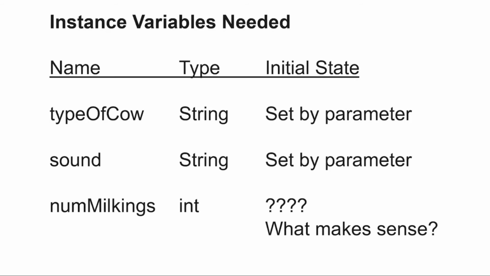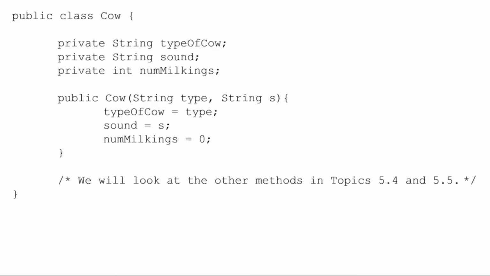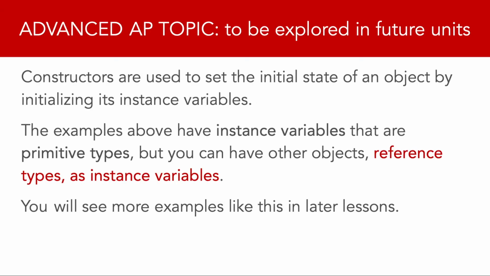Now, you might need to infer information based on what was given. So, what would be the initial value of number of milkings? What makes sense? In this case, it should initially be set to 0. What might your starter code look like? You should have instance variables and constructors. This is one way your starter code for the cow class could look like. Notice, this is an advanced AP topic that will be explored in future units.